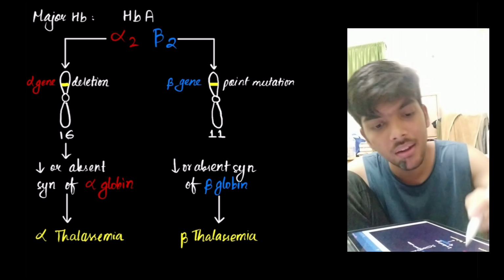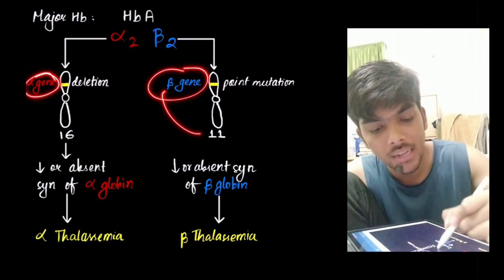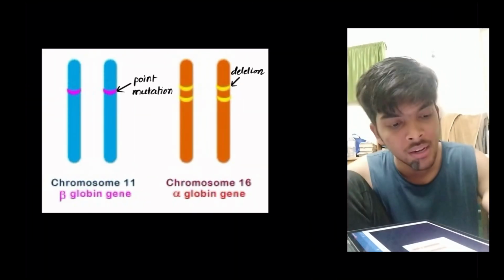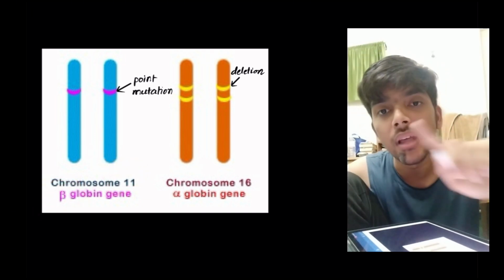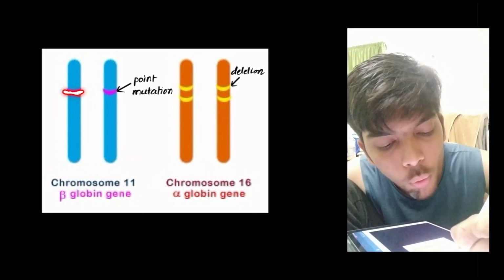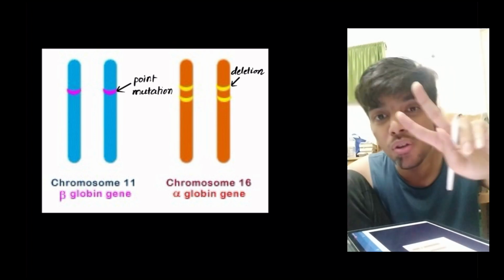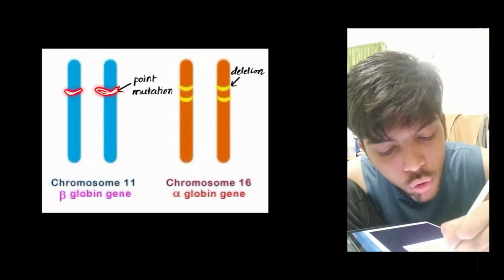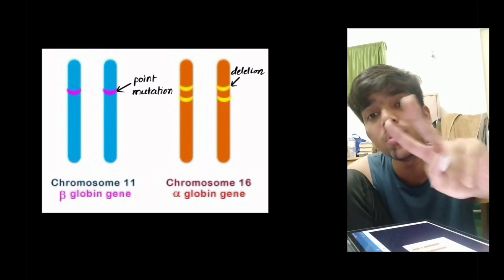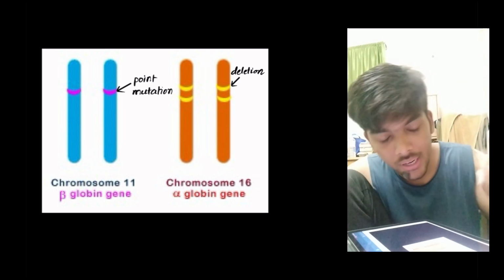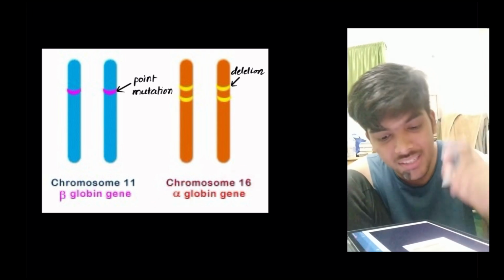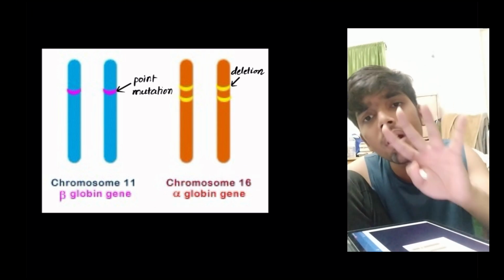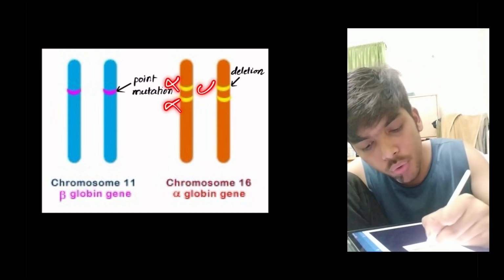I said earlier there's your beta gene in chromosome 11 and alpha gene in 16. So there's your beta gene which is present in chromosome number 11. There is altogether one gene in one homologous chromosome, so altogether two genes in two homologous chromosomes. But in case of the alpha gene, if we are talking about the alpha gene present in chromosome number 16, there are altogether 4 alpha genes. 1, 2, 3, 4.